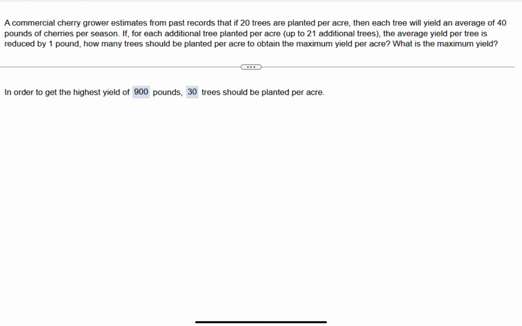A commercial cherry grower estimates from past record that if 20 trees are planted per acre, then each tree will yield an average of 40 pounds of cherries per season. If for each additional tree planted per acre, up to 21 additional trees, the average yield per tree is reduced by 1 pound. How many trees should be planted per acre to obtain the maximum yield per acre?